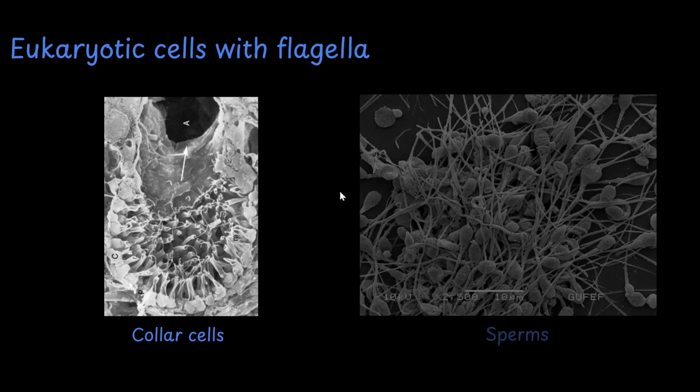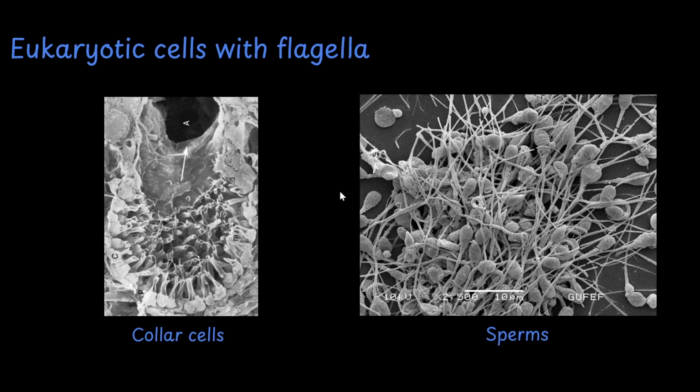Eukaryotic cells also possess flagella. One example is the collar cells, which are the characteristic feature of phylum Porifera. If you notice, you can see the flagella coming out. It takes the water in, and these flagella reach out into the water to pick out food particles, which it then takes into the cell and digests. Sperm also shows flagellar movement.